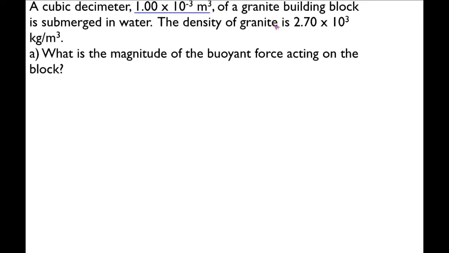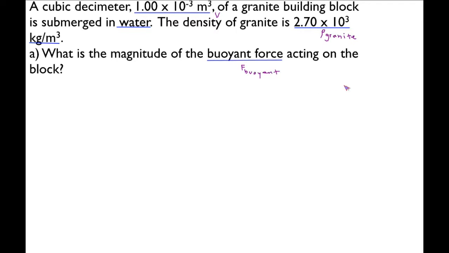So a cubic decimeter, which is 1 times 10 to the negative 3 meters cubed, of a granite building block is submerged in water. This will be important. The density of the granite is 2.7 times 10 to the 3 kilograms per meter cubed. And they want the magnitude of the buoyant force acting on the block. Okay, so this is our volume. This is the density of the granite. And this is our buoyant force.